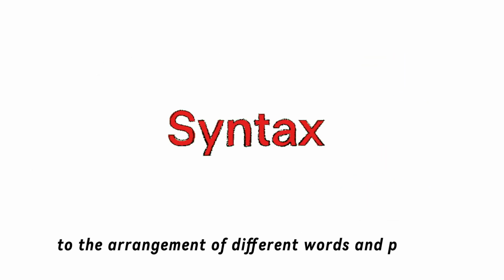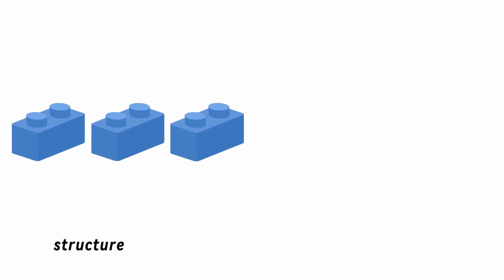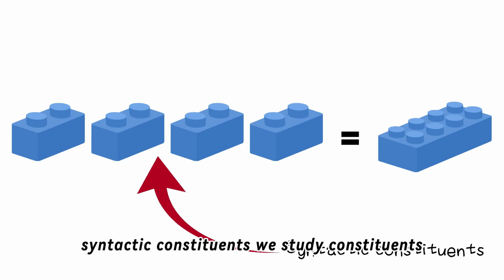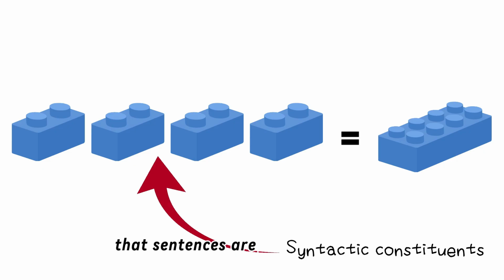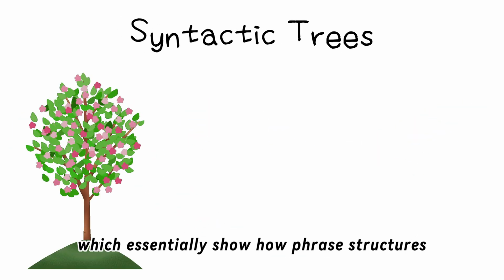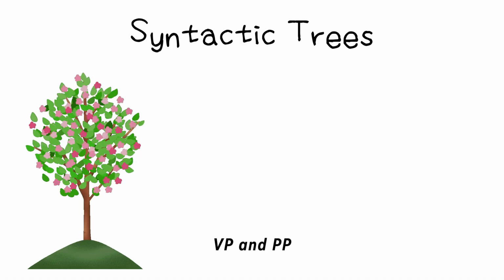Syntax refers to the arrangement of different words and phrases that are combined to form longer sentences. Breaking it down even further, smaller syntactic structures within a larger phrase are also known as syntactic constituents. We study constituents because it's important to understand that sentences are not simply linear or created out of intuition, but through a hierarchy. This is better visually shown through syntactic trees, which essentially show how phrase structures are combined using these lexical headings of NP, VP, and DP.